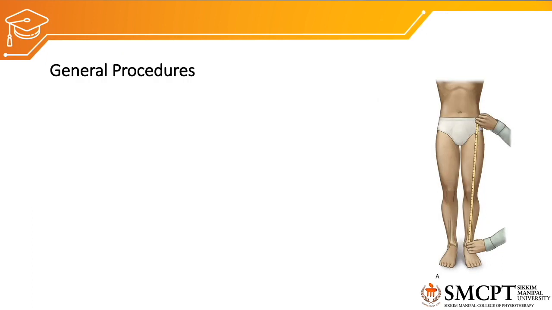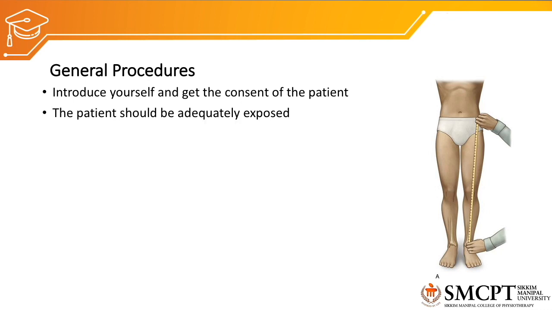Let's discuss some of the general procedures or principles before using these techniques. First of all, we need to introduce ourselves to the patient, and also take the consent from the patient for conducting the measurement on their body. To get the consent, we need to explain to the patient the measurement techniques which we are going to use. The patient, or the part which is being measured, needs to be adequately exposed. Therefore, the consent or permission from the patient should be taken.